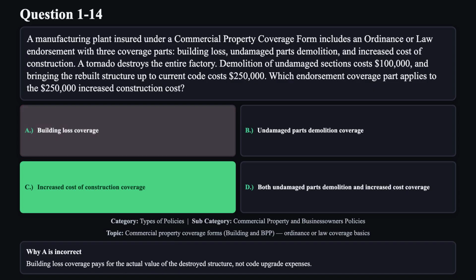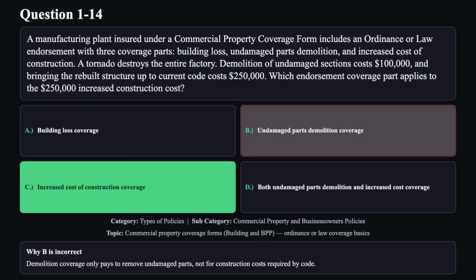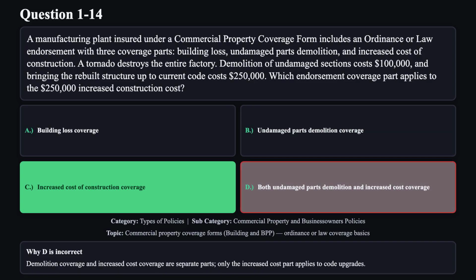Reason A is not correct. Building loss coverage pays for the actual value of the destroyed structure, not code upgrade expenses. Reason B is not correct. Demolition coverage only pays to remove undamaged parts, not for construction costs required by code. Reason D is not correct. Demolition coverage and increased cost coverage are separate parts. Only the increased cost part applies to code upgrades.